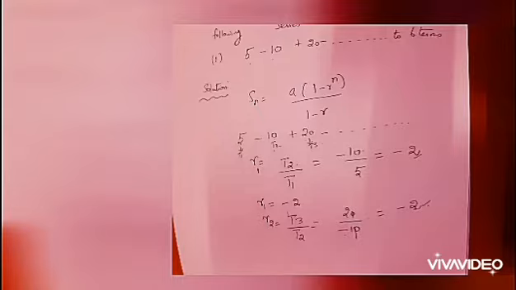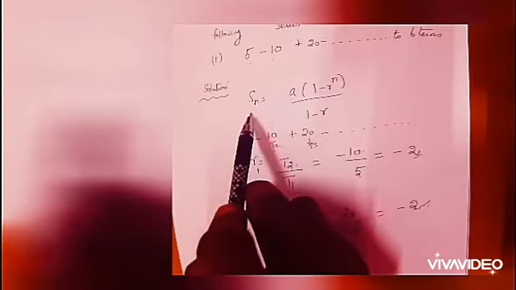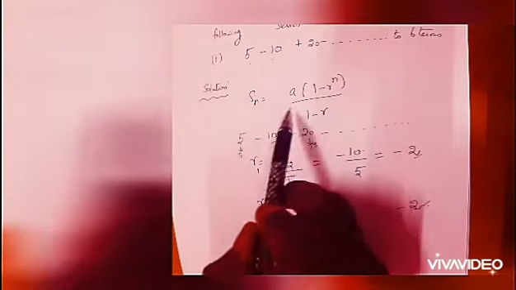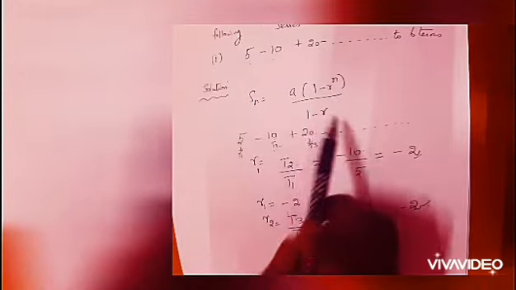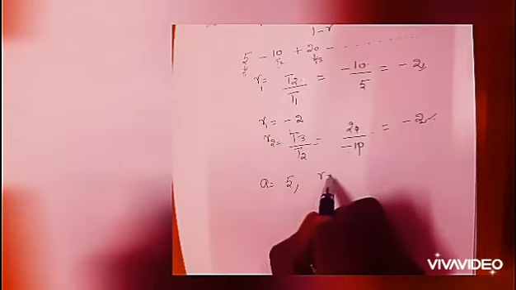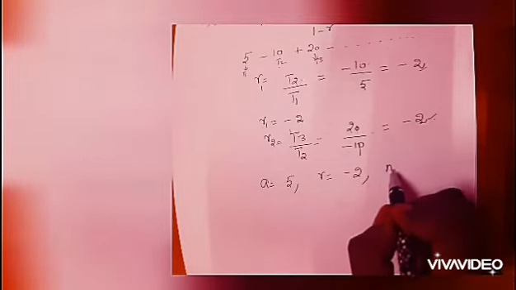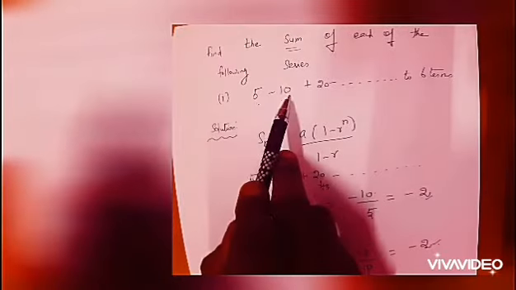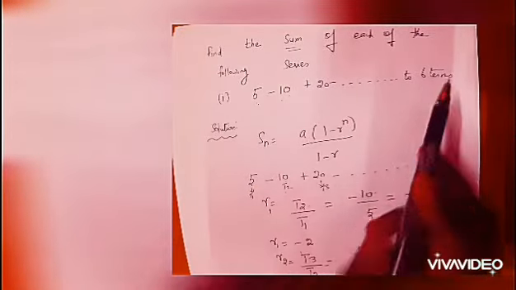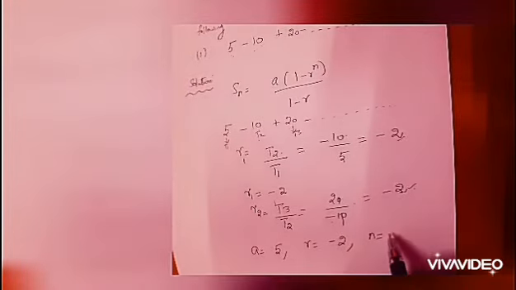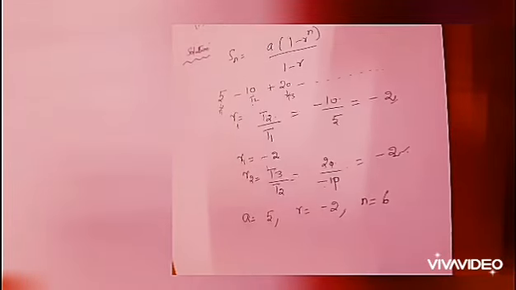Alright. So the formula to calculate the sum of GP is Sn is equal to A times 1 minus R to the power n, the whole term divided by 1 minus R. Where A is the first term, 5. R is the common ratio, negative 2. And n is the number of terms. It is clearly given in the series: 5 minus 10 plus 20 minus, it goes on till the 6th term, which means you have to find the sum of 6 terms. So n is equal to 6.